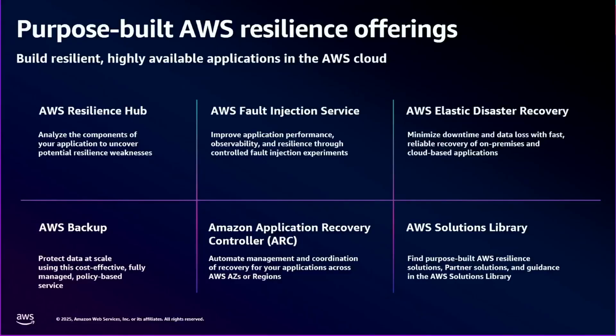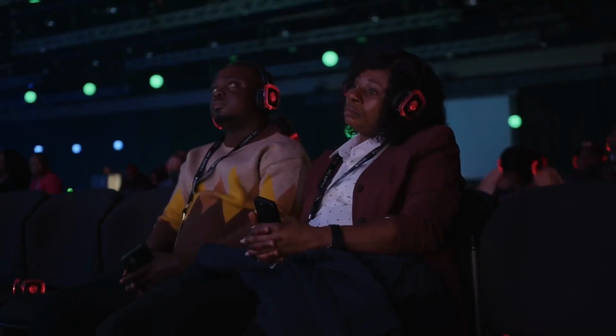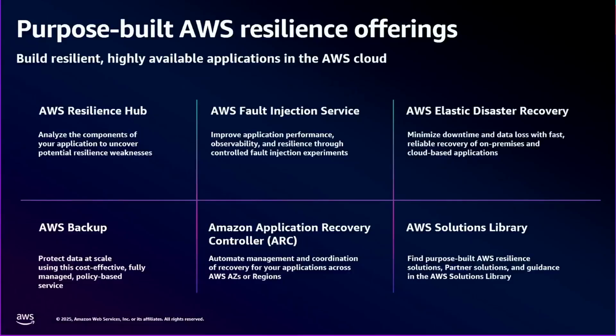And then also a call out to the Solutions Library. If you Google the AWS Solutions Library, it's a link to a number of AWS approved solutions on resilience, and it contains a lot of open source resources and code to help you get started quickly with different patterns of resilience for your application. So I highly recommend checking the Solutions Library.